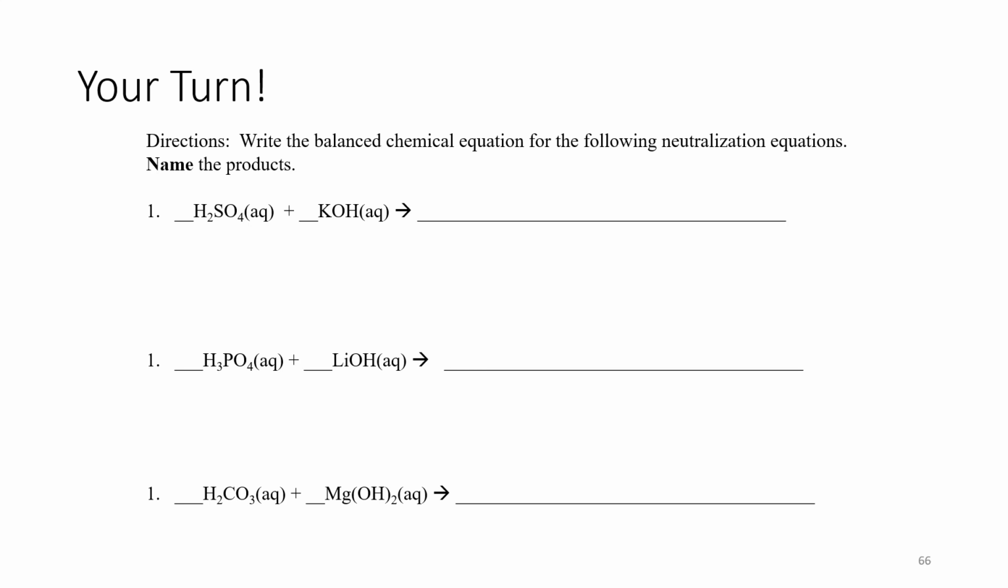Okay, so now you are supposed to figure out what the products are, then balance the chemical equation, then name the products. The first one, we have sulfuric acid and potassium hydroxide. The second one, we have phosphoric acid and lithium hydroxide. And the third one, we have carbonic acid and magnesium hydroxide. So go ahead and pause the video, and write the products, balance the equation, and then name what the products are.